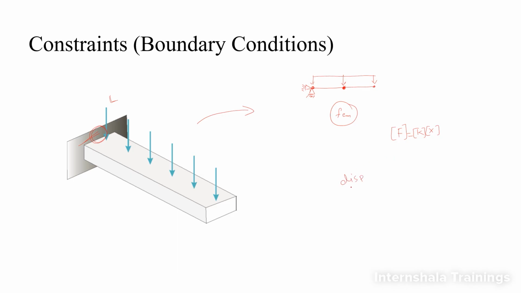And once I find out the displacement at each and every node, I will be able to calculate the required stresses and strains. So this is how I will convert the physical system using the boundary conditions into a FEM model or finite element model.